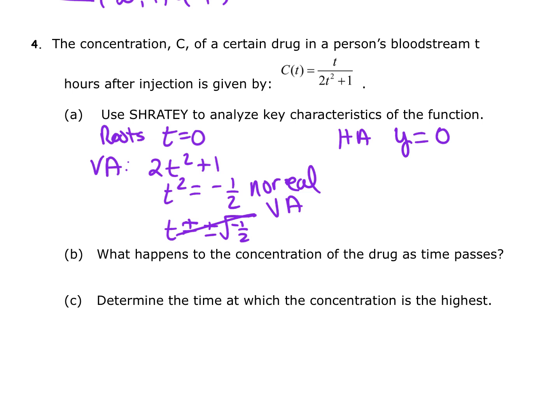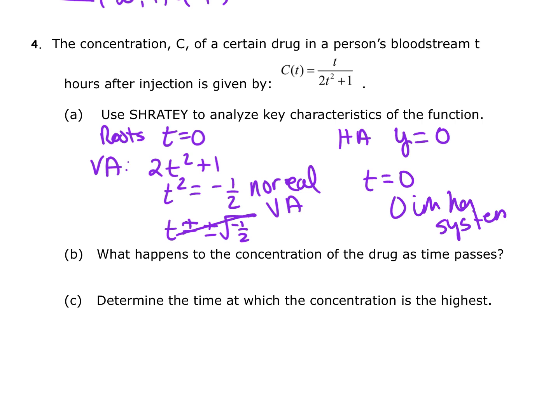Then we want to know, what about the y-intercept? In other words, when t equals 0, what do we get? How much is in her system? 1. Oh, wait. 0. At t equals 0, there's 0 in her system. Okay, so those are just going through the characteristics of the function.